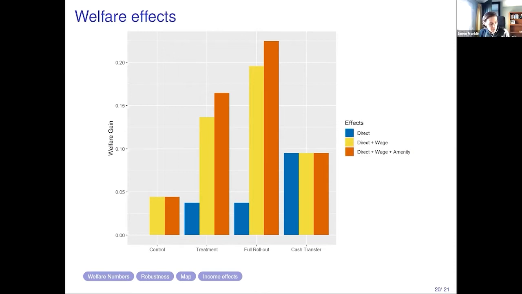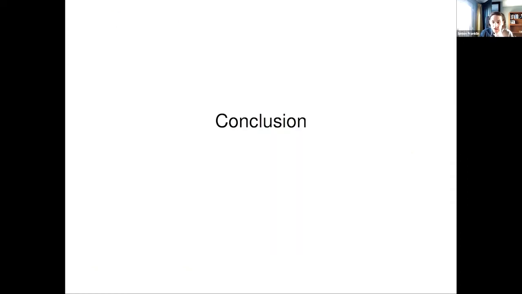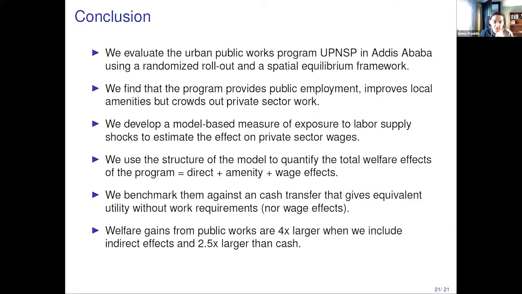Okay, so yeah, the paper's got a lot more details on this and some maps showing how these welfare effects are distributed across the city, confirming this intuition that they're larger in treated areas than in control areas, but both treated and control areas benefit to differing degrees depending on their connection to the rest of the city through commuting. Okay, so I think I've given a sense of it.